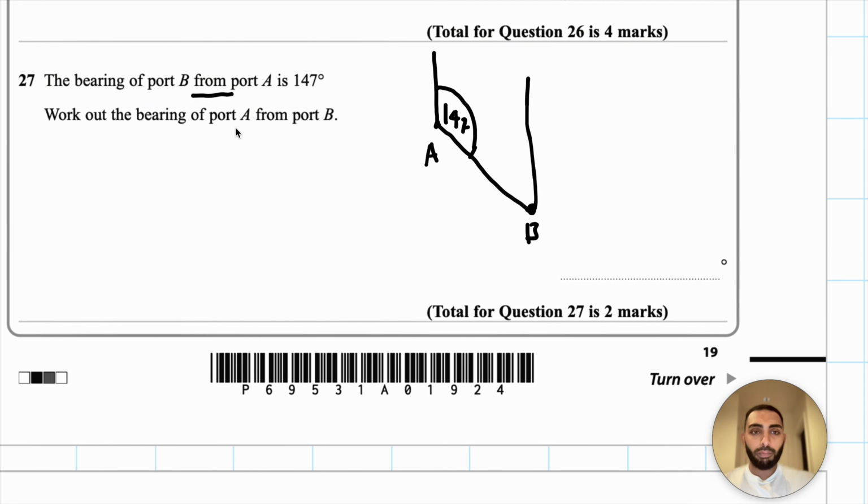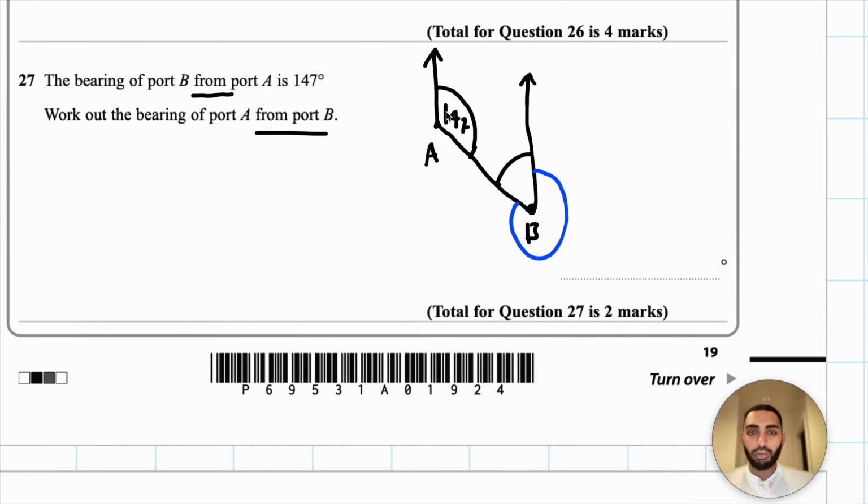Work out the bearing of port A from port B. So we're trying to start at port B, and remember, bearings are going in a clockwise direction, starting from north. So we're going to go around from B back to A. That's the angle that we're trying to find. We've got two north lines, and because they're both in the same direction, we've got this line going through them, these are parallel to each other. That means we've got co-interior angles here.